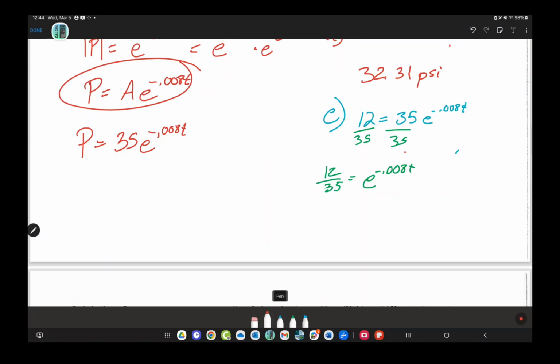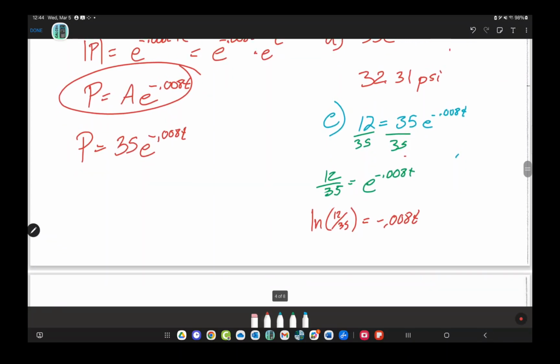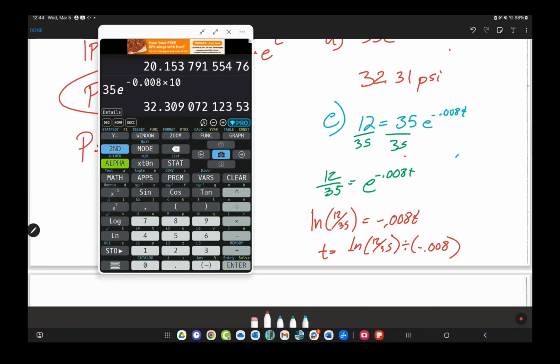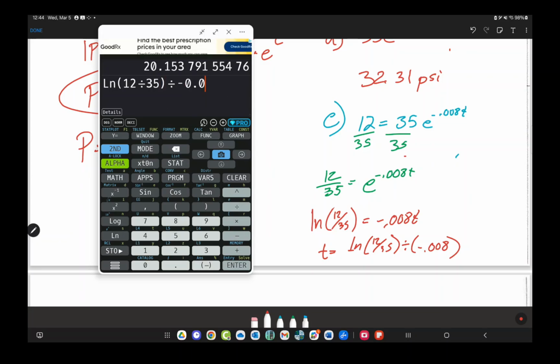All right, then we do what? Natural log. Natural log of 12 over 35 is equal to negative 0.008t. So t is equal to natural log of 12 over 35 divided by negative 0.008. So how many minutes do you have? 81.